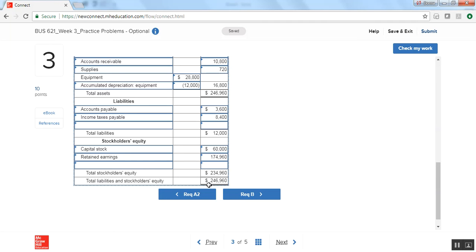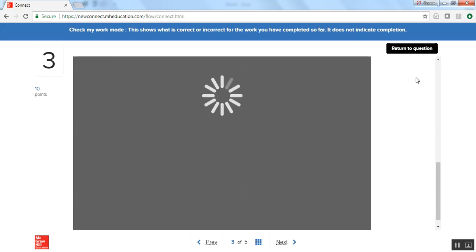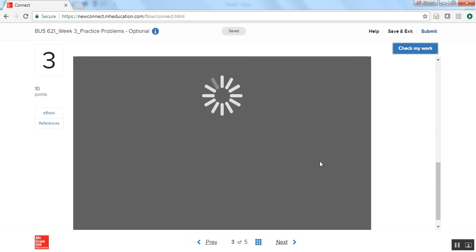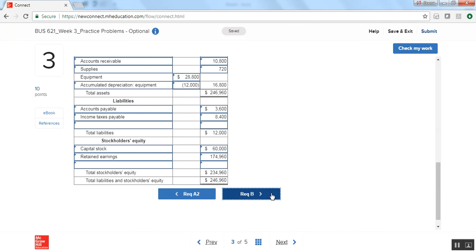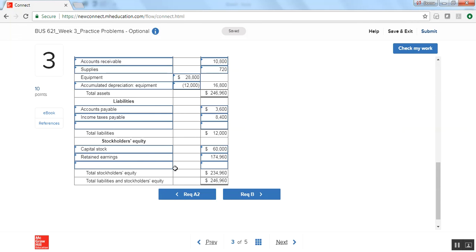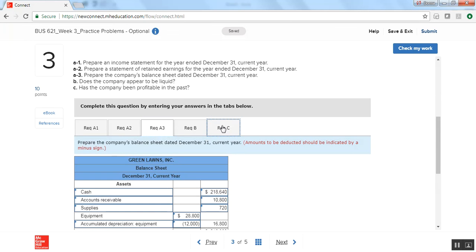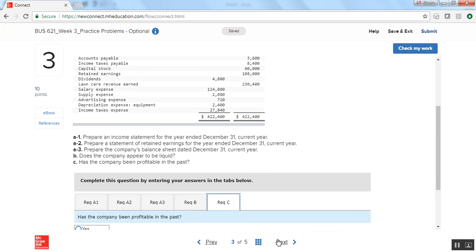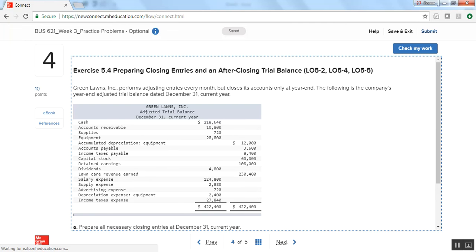My assets need to equal my total liabilities and stockholders' equity. Don't worry if you have blanks here. They just put them in to confuse you, so you can see that this is the right answer. So don't be worried if you have extra blanks in the problem. Does the company appear to be liquid? What does that mean? We're going to go through some ratios, and we'll go through those in class. And then, has the company been profitable in the past? Let's see if there's any other problems.